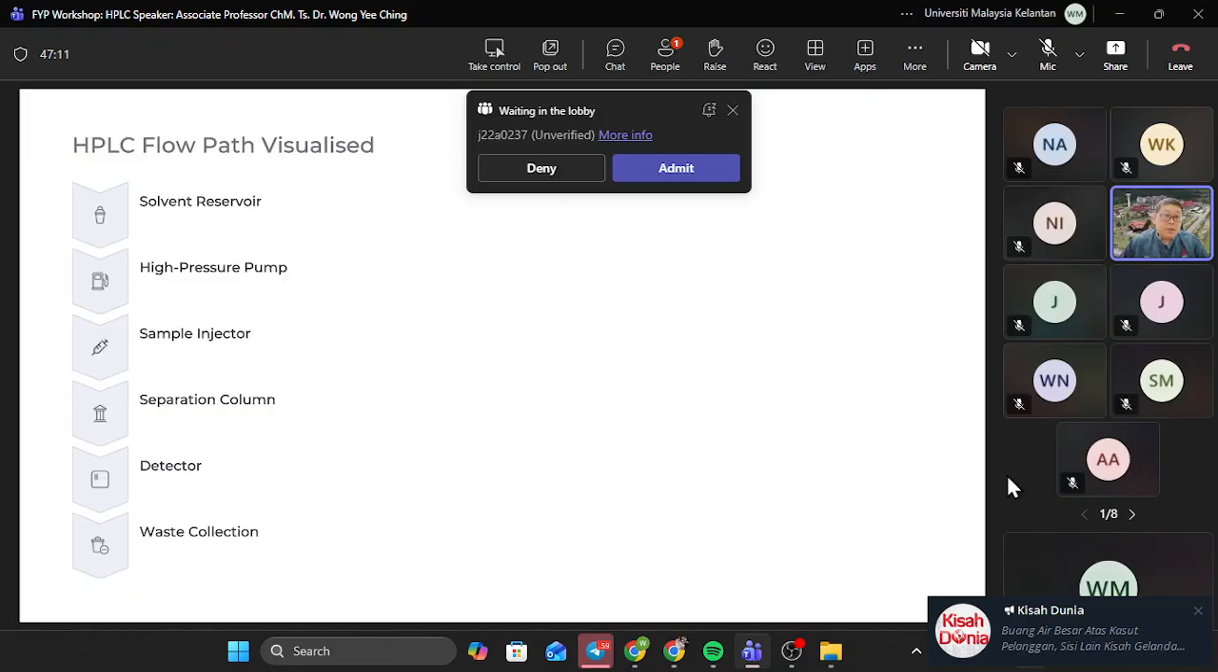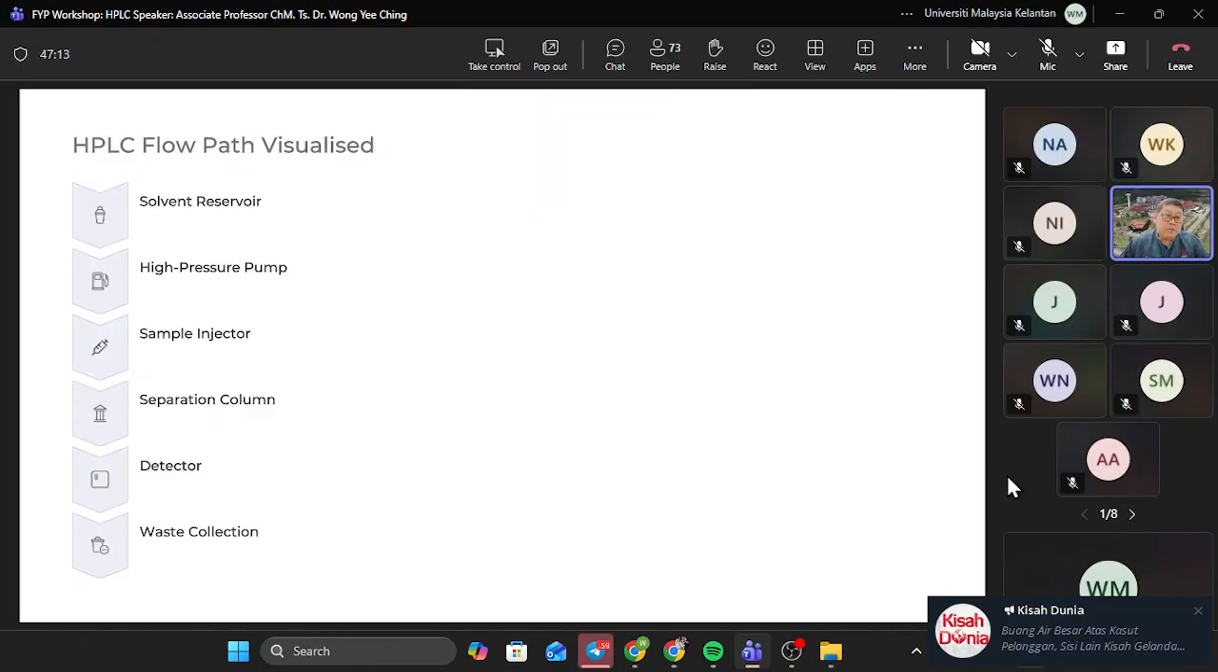Okay, so the path flow for the HPLC will be visualized as the solvent reservoir, your high pressure pump, your sample injector, separation column, detector, and whatever comes out after that will be waste collection. That's why in the HPLC machine, you will see there are a few bottles on the outlet of the tubing. This is all your waste collection, besides your solvent reservoir, if you have seen the instrument before.